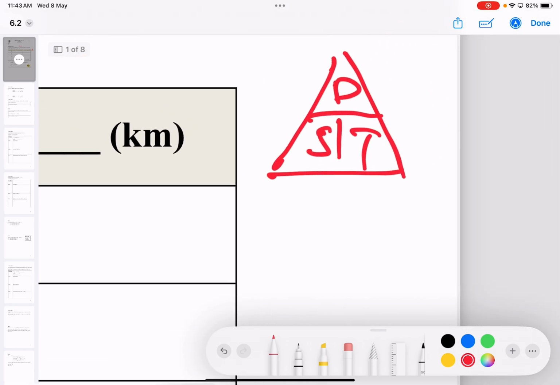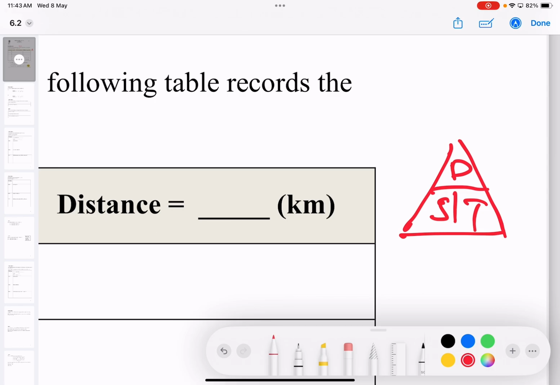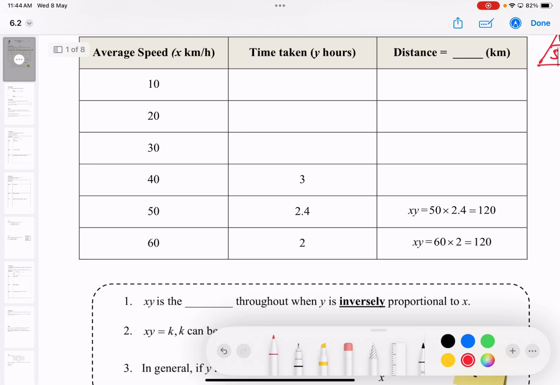Can you look at the DST? If I want to calculate the time taken, remember, I cover the time. What do I get? Distance divided by speed. Do we know the distance? Yes, we do. What is this? 120, right?